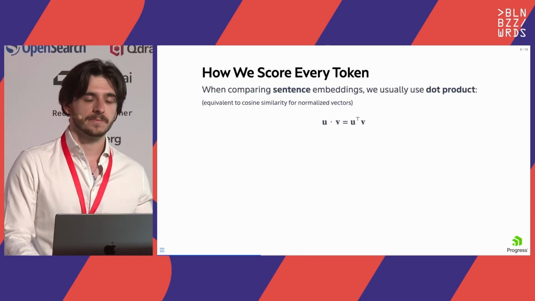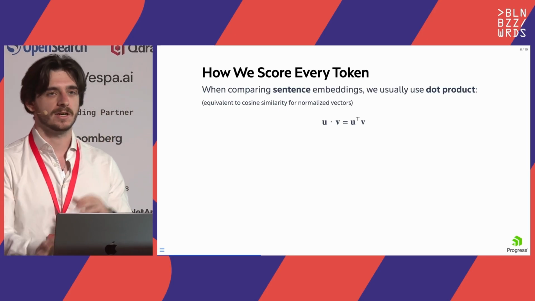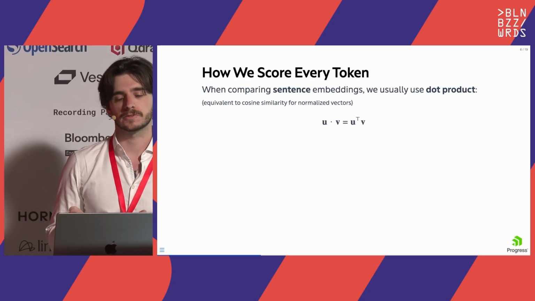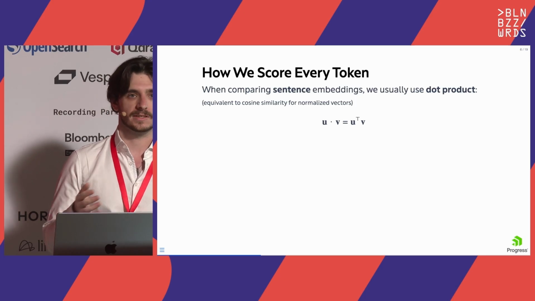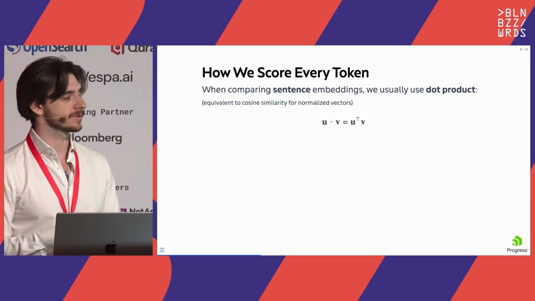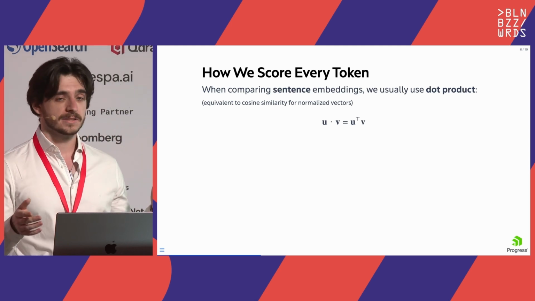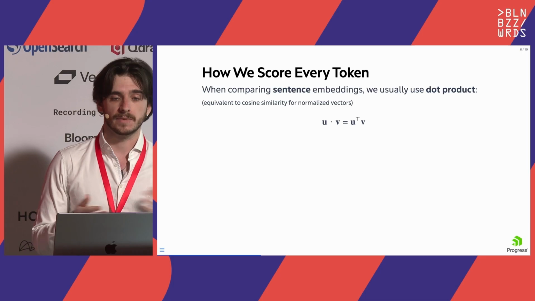And then, how do we score them? Traditionally, if you are using sentence embeddings, you have a vector for the sentence, a vector for your chunk, and you compute their semantic relevance using normally the dot product, which would be equivalent to the cosine similarity if they were normalized. Now, in our case, it's the same, but instead of vectors, we have matrices.